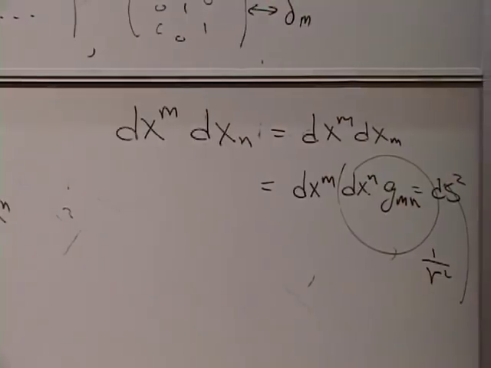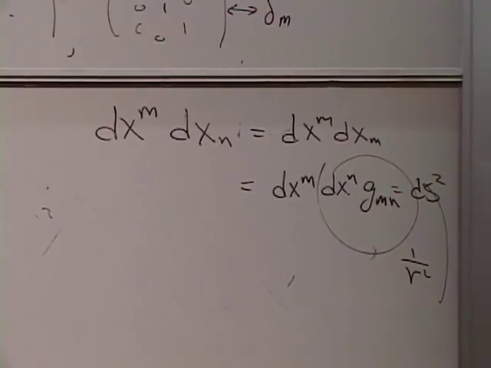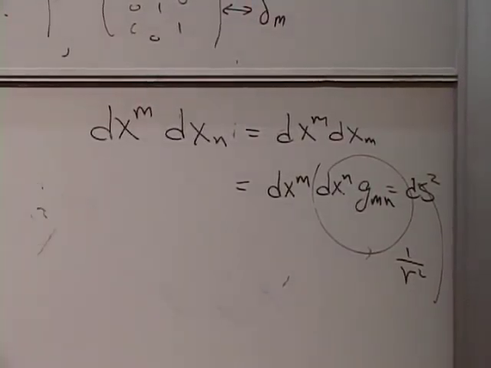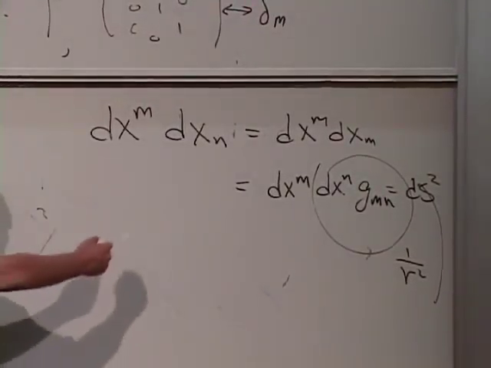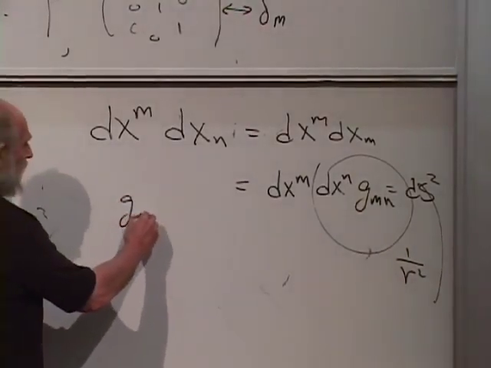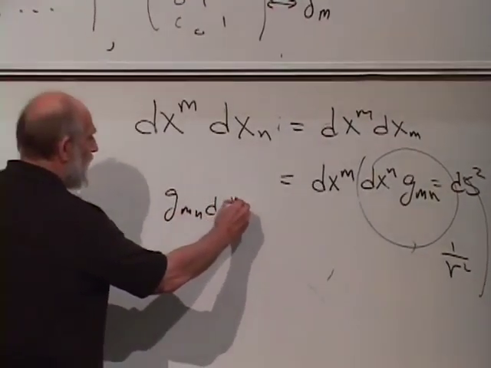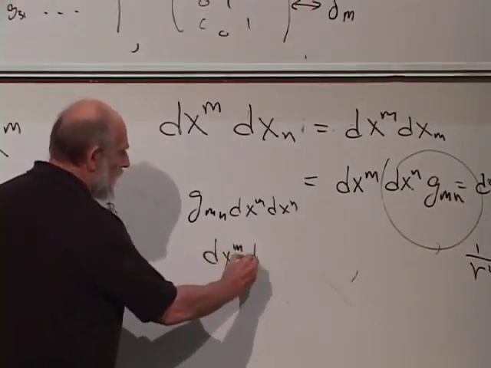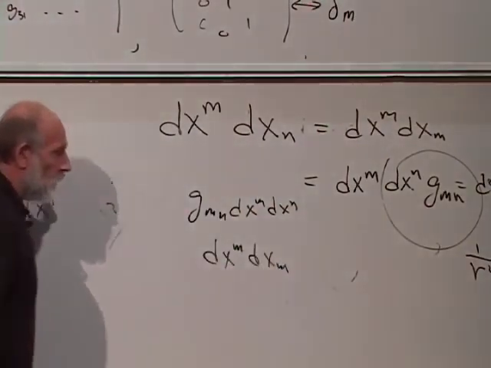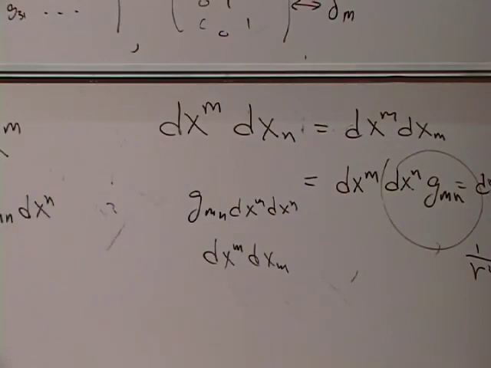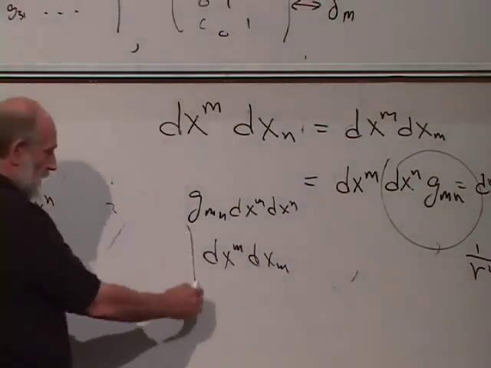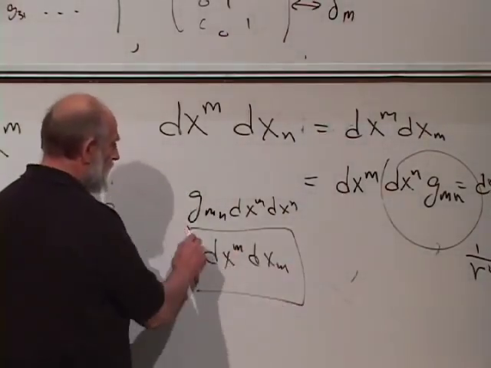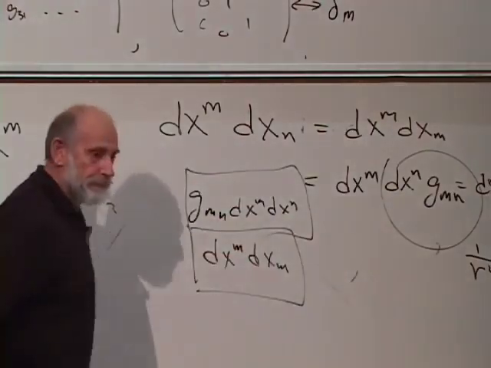So by using the metric tensor to lower the index, you can write the distance formula in two distinct ways. You can write it g_mn dx^m dx^n, or you can just write it dx^m dx_m. One lower and one upper. Same thing. This is a little more condensed. This is a little more explicit.